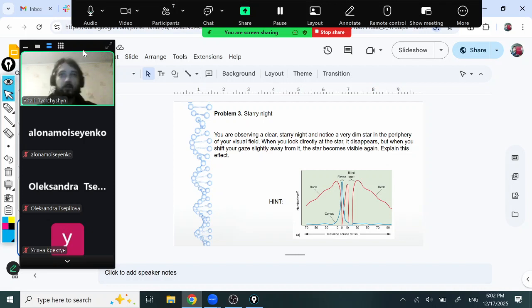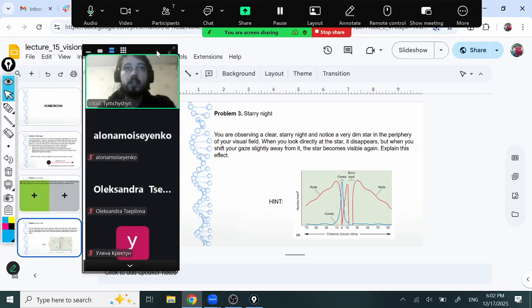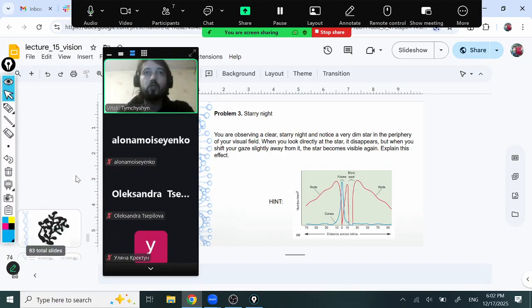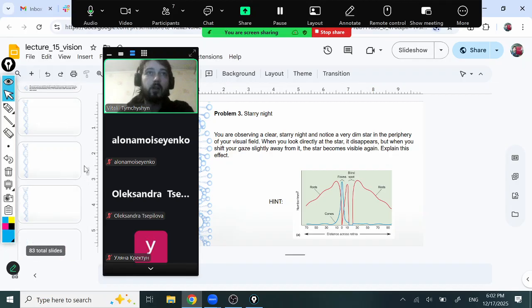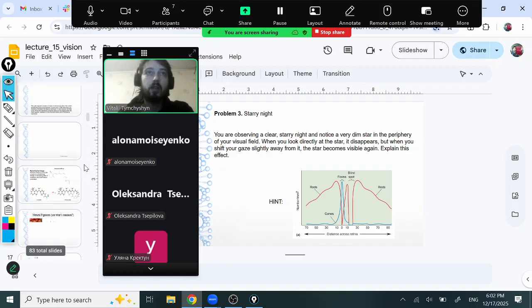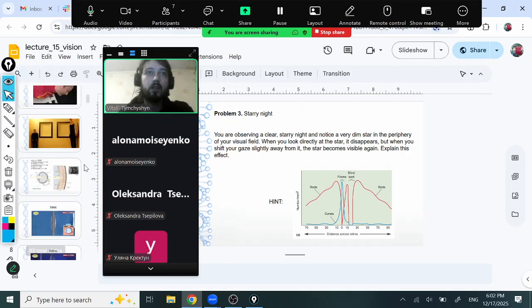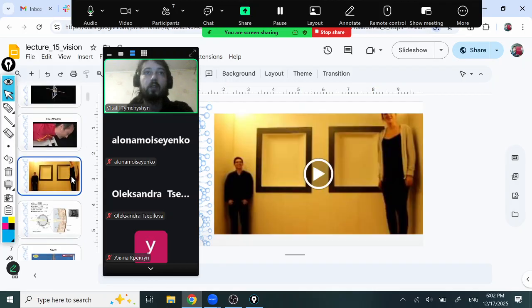Okay, so today we have a second part of the second lecture. Before we start, I guess I should perform my promise and show you one more interesting illusion called Ames Room. I have added that somewhere here, I guess.